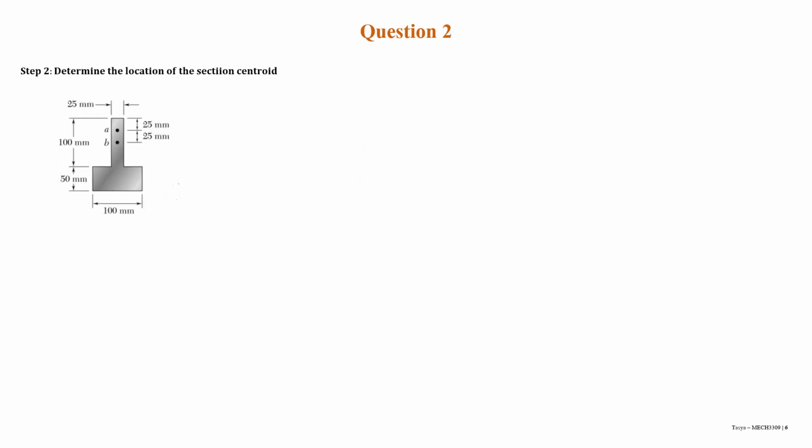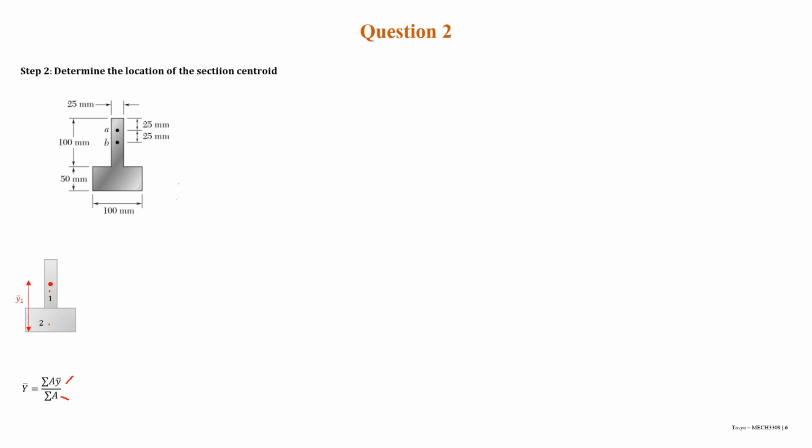The next step begins with determining the location of the section centroid. As I mentioned before, this beam consists of two different shapes, this one and this one. So how we're going to find the section centroid is by dividing the sum of A multiplied by y over the sum of A itself. Since there are two shapes, we have to find it for shape 1 and also shape 2.